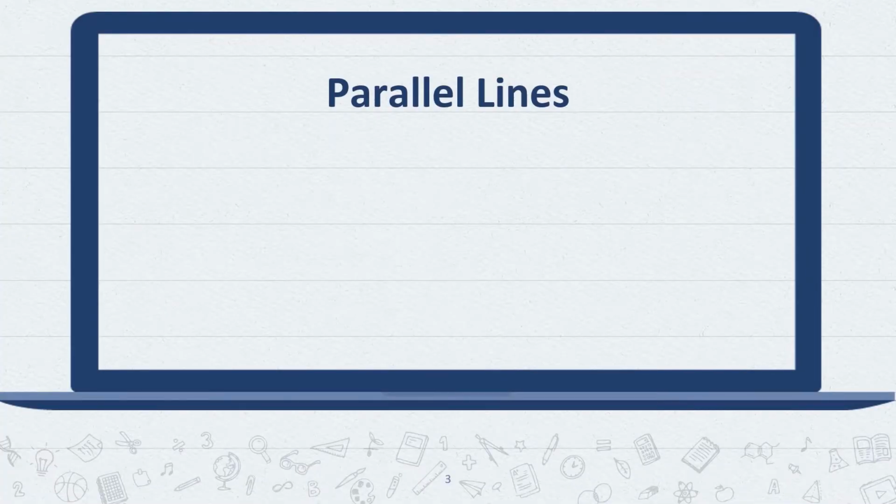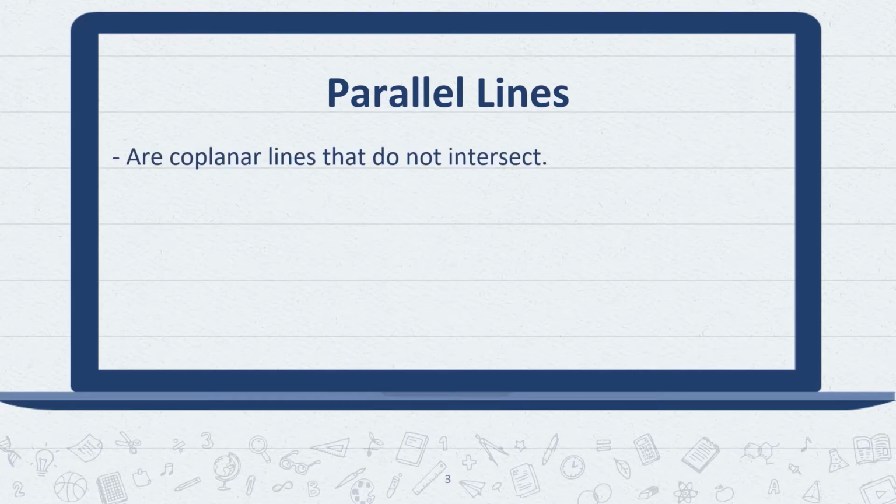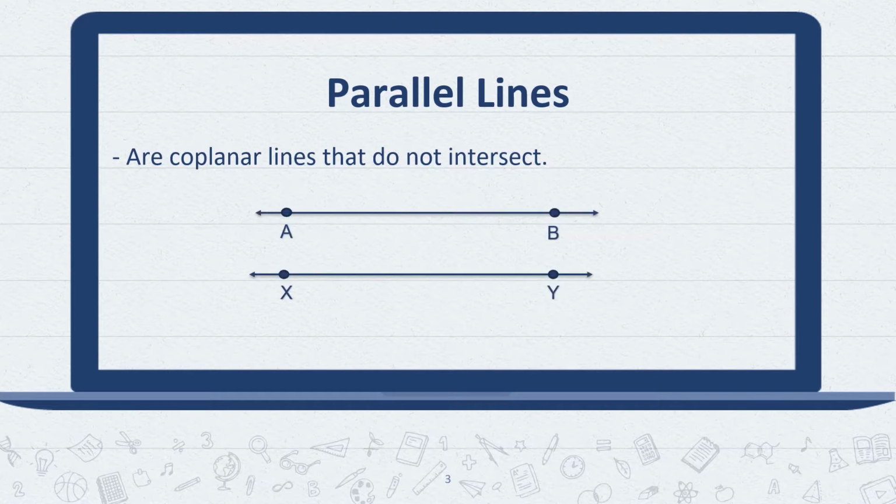Let's begin by recalling parallel lines and the transversal. Parallel lines are coplanar lines that do not intersect. So let's say we have line AB and line XY. Since the two lines do not intersect, we can say that AB is parallel to XY, and it can be shown in this symbol.